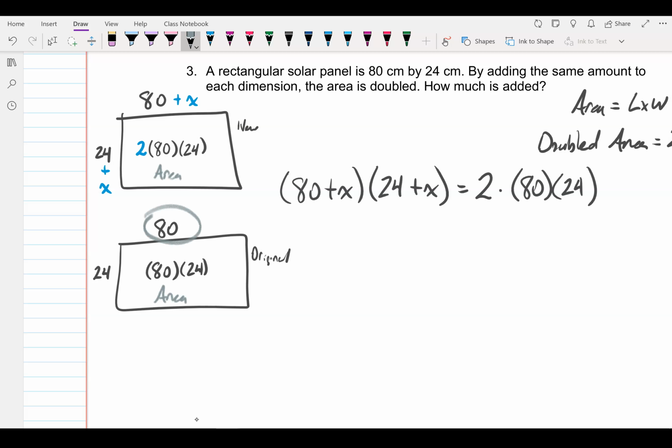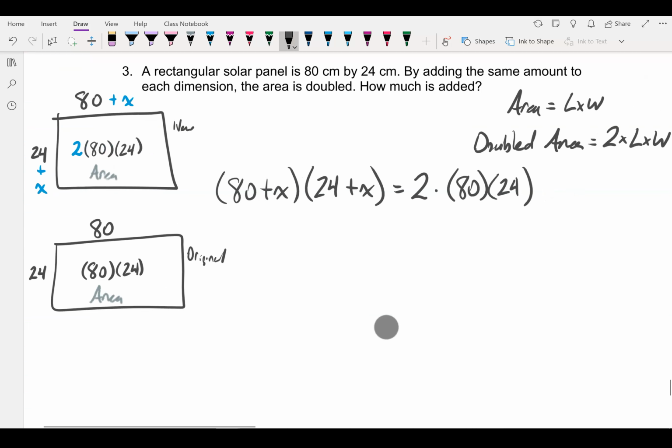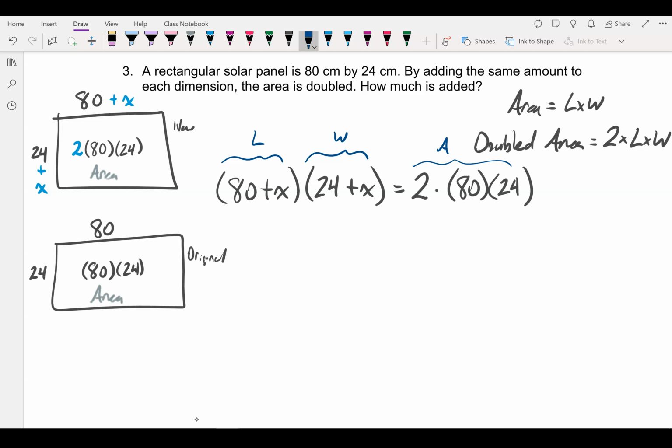Okay, hopefully that makes sense. Length times width is our area. And then in our new area, length times width is area times 2. So length, width, area. Maybe I'll write that out and then we'll move from there. Length, width, new area. The whole point was to get to this form, and then we're going to expand this out and see if we can solve for that x, because really we want to know how much is added. So our final answer is going to be, what is our x?